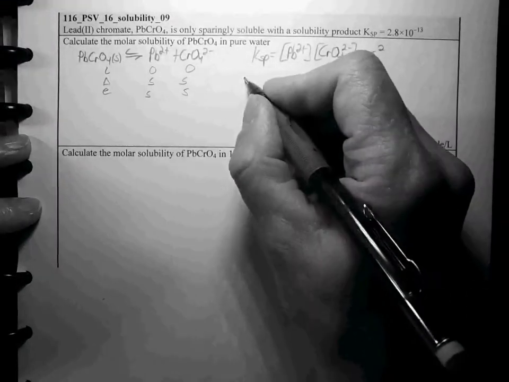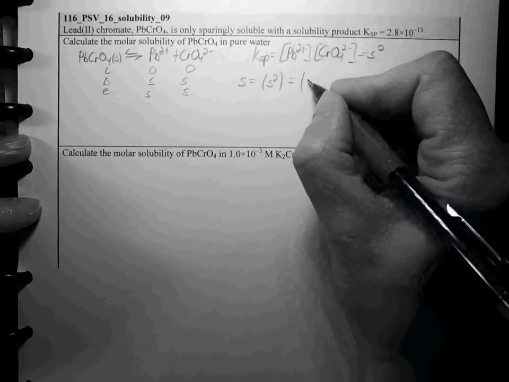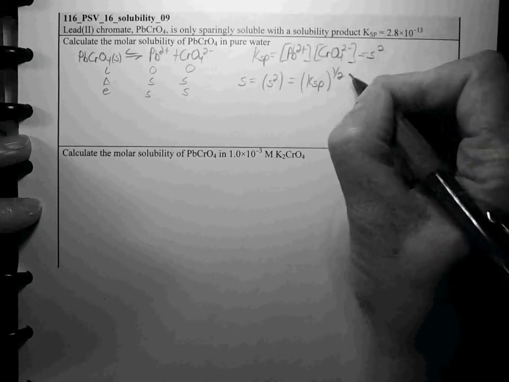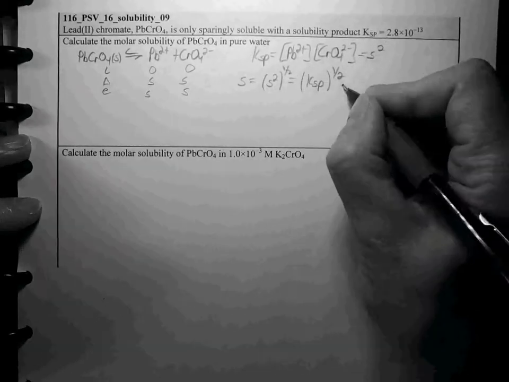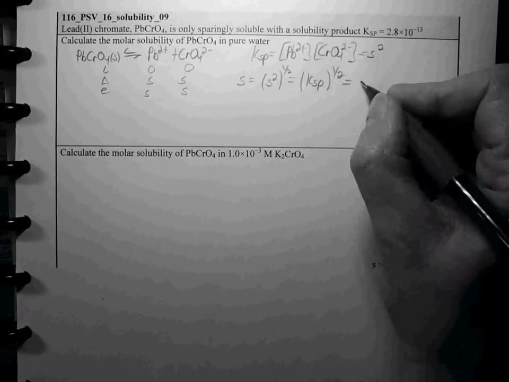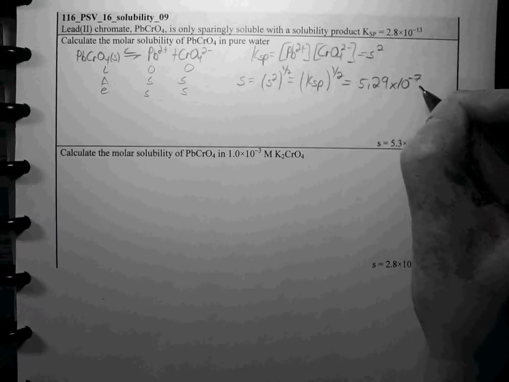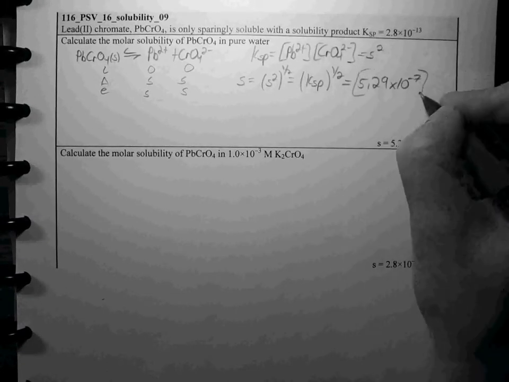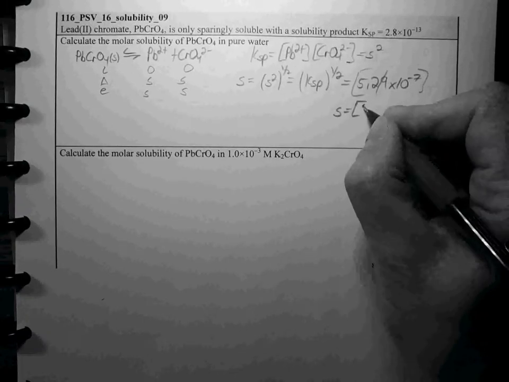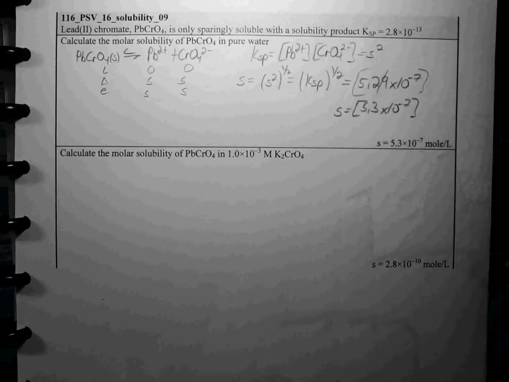So we can find S by taking the square root of Ksp. And we would find that this is equal to 5.29 times 10 to the minus 7 moles per liter, with 2 sig figs. Our solubility is 5.3 times 10 to the minus 7 moles per liter.